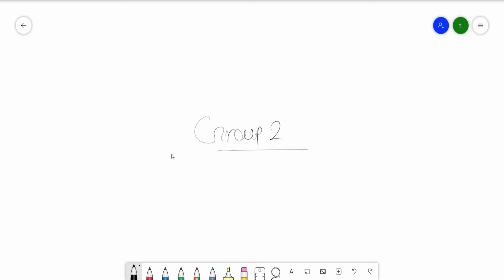Hello everyone, today we'll be covering the lesson Group 2 in CAIE A-Level Chemistry. This is a part of the AS syllabus and there's not much to it. The only thing within this topic is just some basic reactions and the observations when this reaction happens and some basic trends down the group.